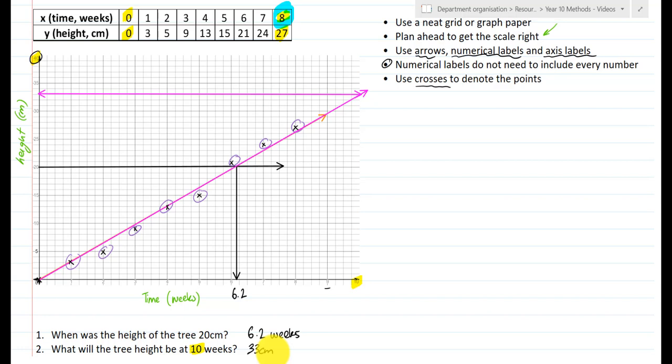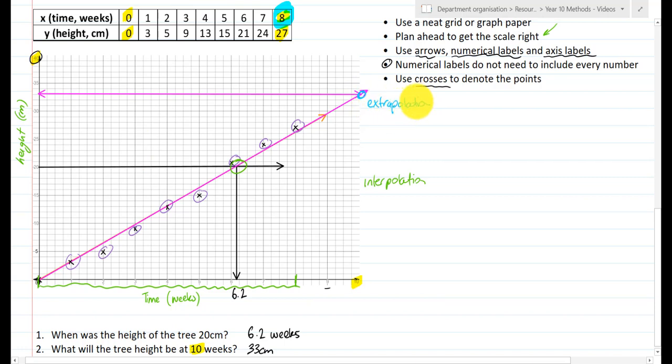The last note I want to make in this video is that I've done two different things here. This part is called an interpolation because I have predicted inside the data set. And the data set, by that I mean the domain, goes from 0 to 8. So any value from 0 to 8 is an interpolation. Whereas over here, I've done an extrapolation. An extrapolation is where you predict outside the data set. So I did an interpolation and then I did an extrapolation.